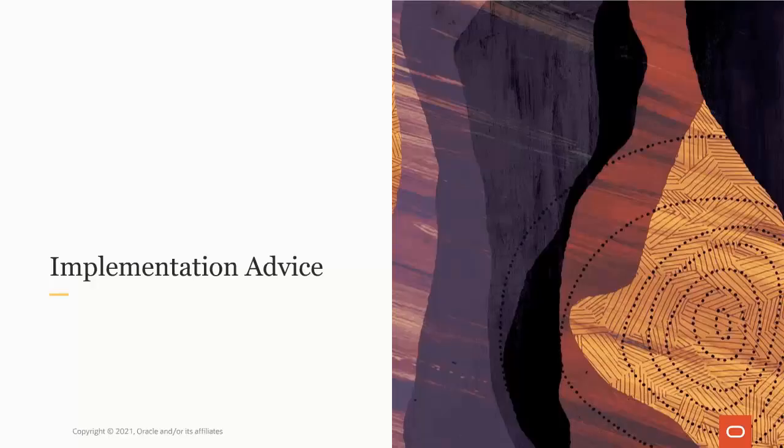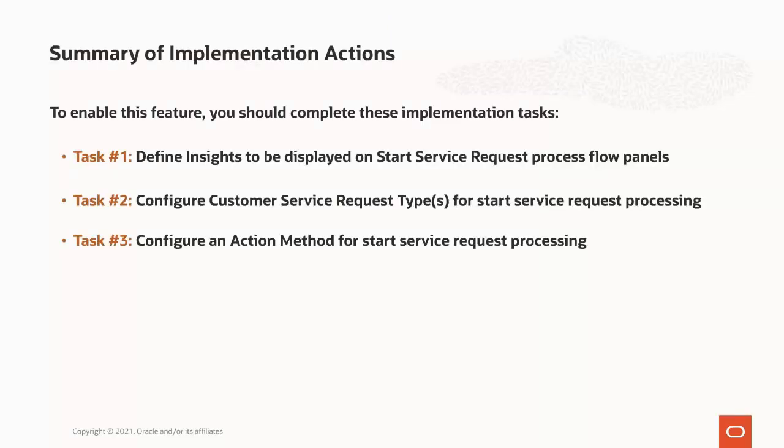In this implementation advice section, we will go through what you need to consider to enable the start service request process flow capability in your business. There are three main tasks that you should complete to enable the new capability. First, you define the possible insights or information to be highlighted on applicable start service request process flow panels.